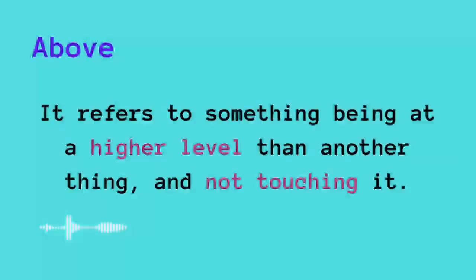Now let's look at above. Above basically is the opposite of on. How? It refers to something being at a higher level than another thing and not touching it. So this is basically the opposite of on. Let's have a look at some examples to understand how we can use above in sentences.